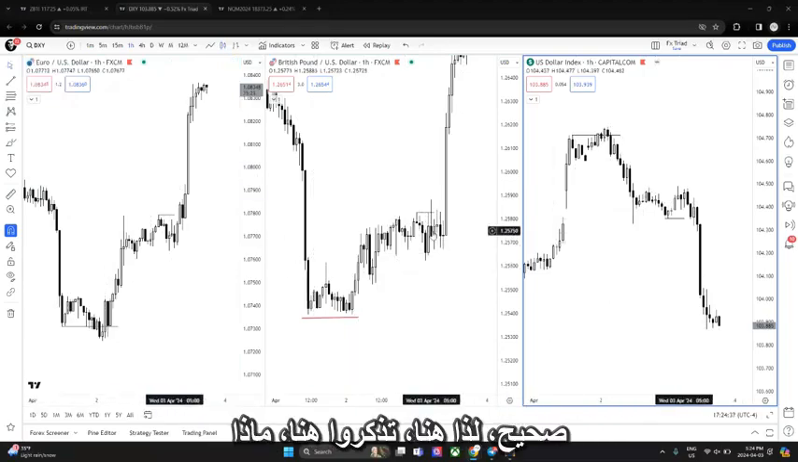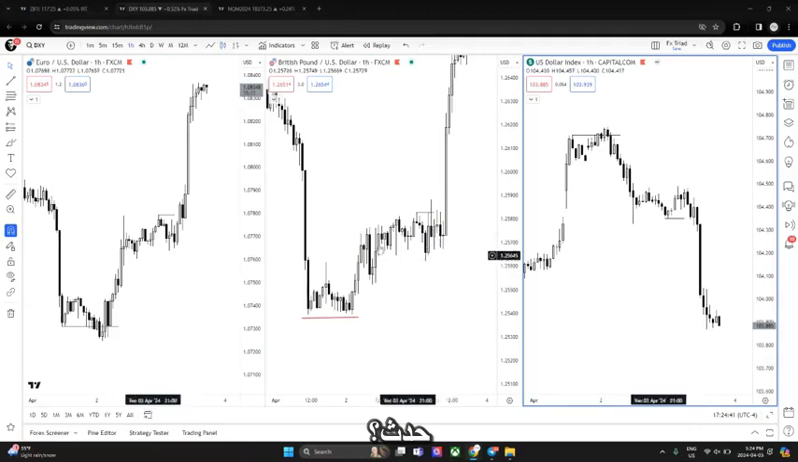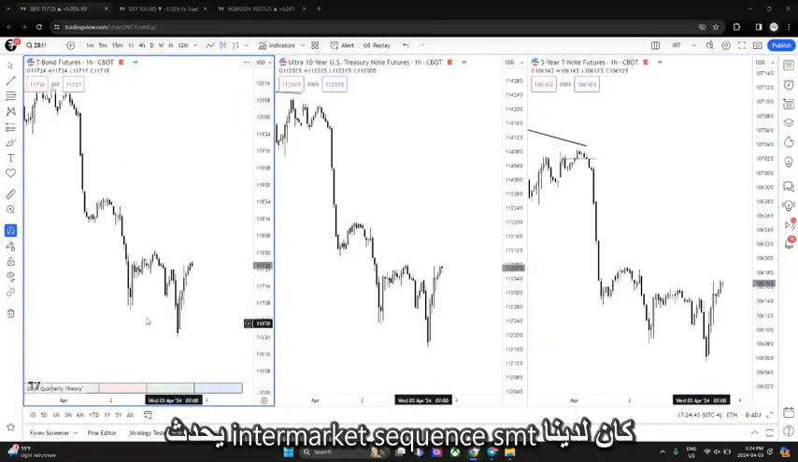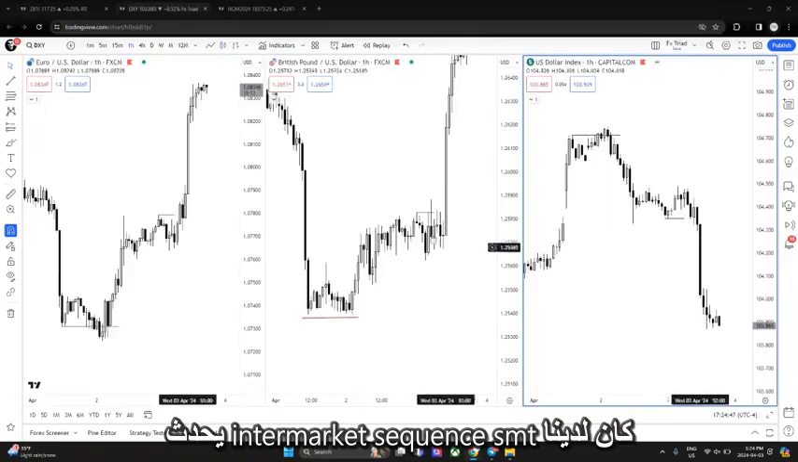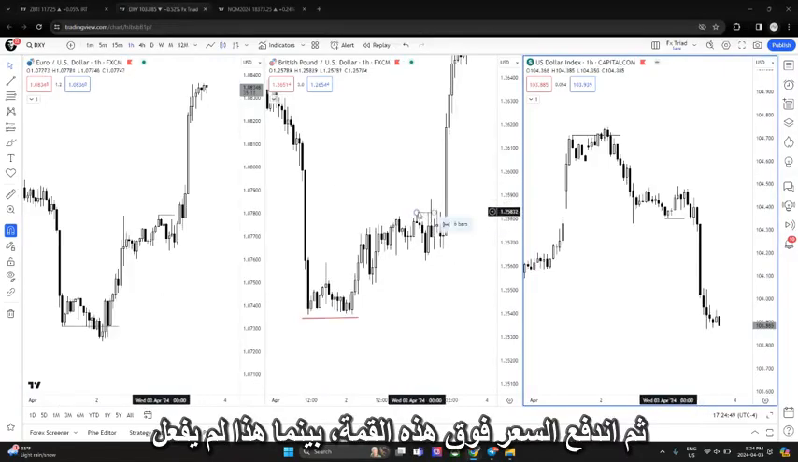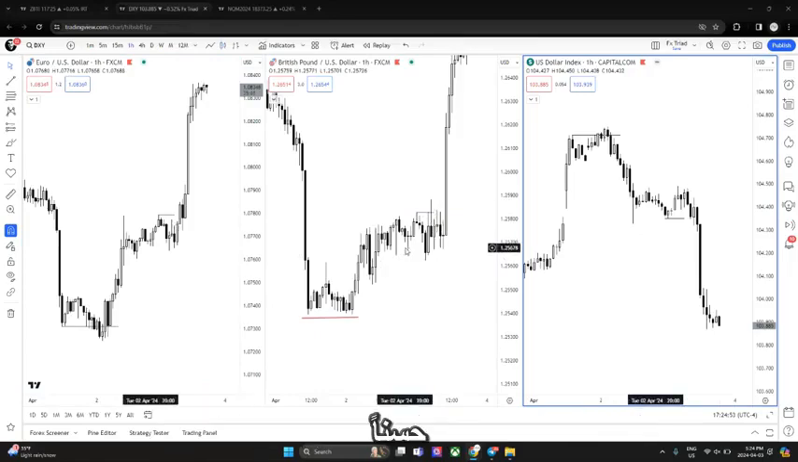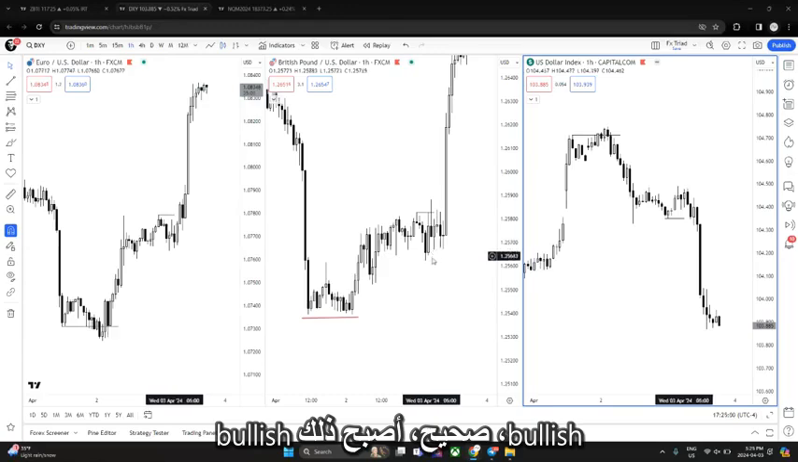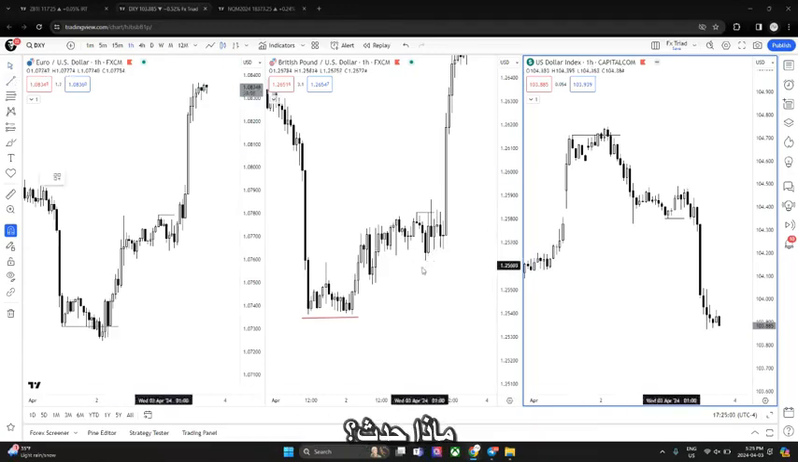Right? So here, remember, right here, what happened? We had the intermarket sequential SMT occurring. Then you had price push above this high. This one didn't. Okay, now that became what? Bullish. Right? That became bullish.